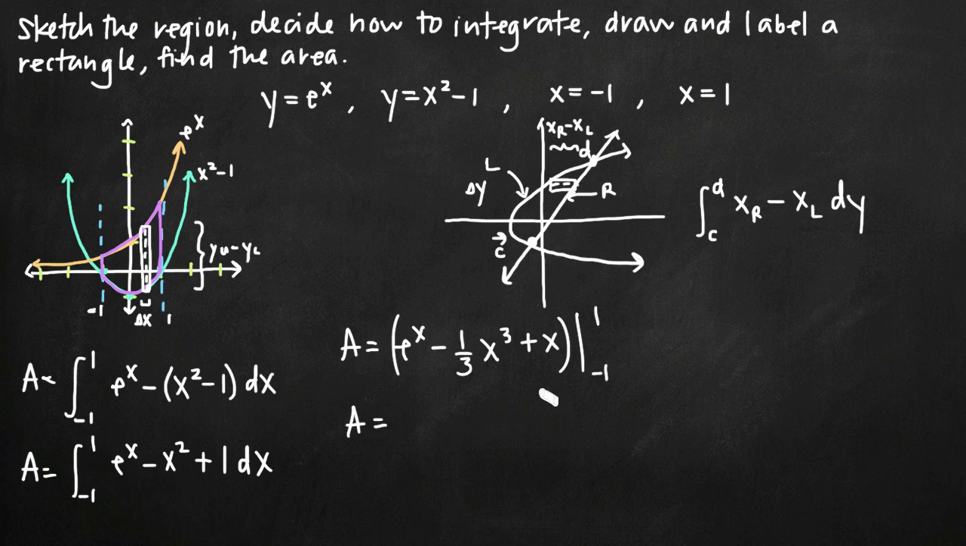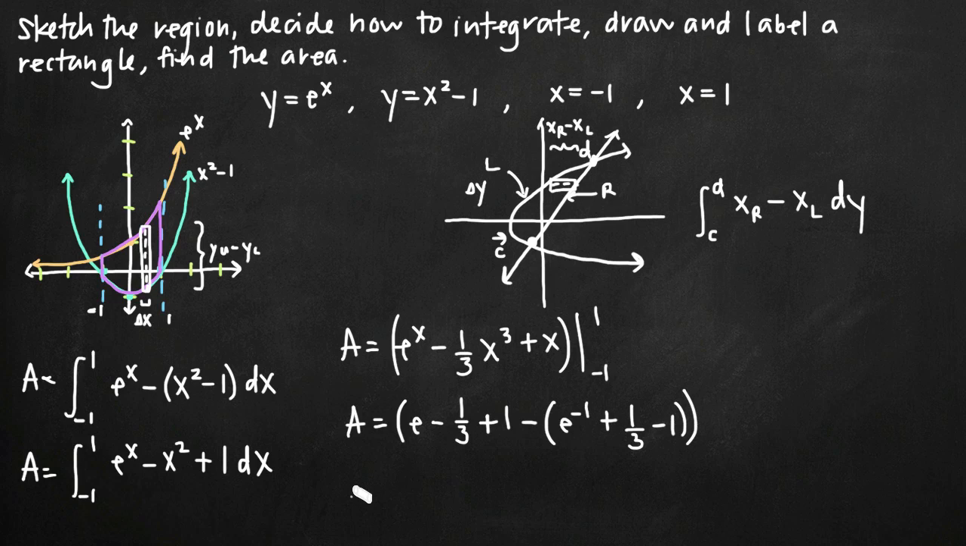Now when we evaluate on the interval, we want to plug in the upper limit of our interval, then subtract whatever we get when we plug in the lower limit. So when we plug in the upper limit, we'll get e to the 1, which is just e, minus 1/3 times 1 cubed is just 1, plus 1, and then we'll subtract whatever we get when we plug in -1. So we'll get e to the -1. -1 cubed is a -1, so -1 times a -1/3 is a +1/3, and then we'll get -1.